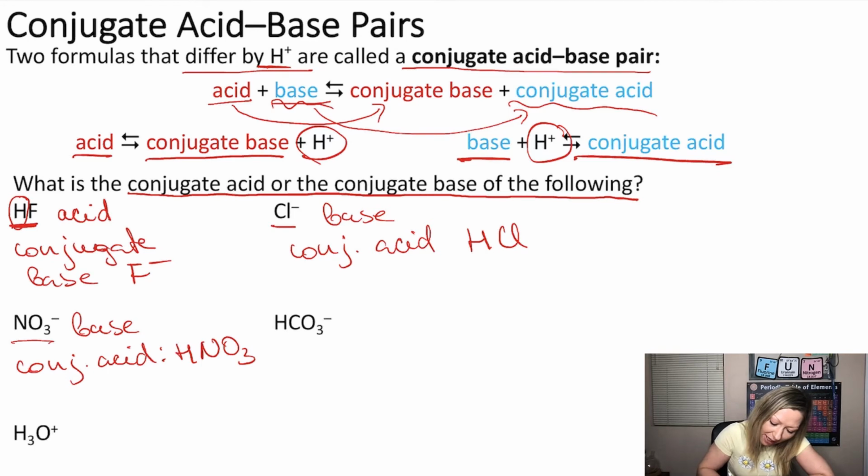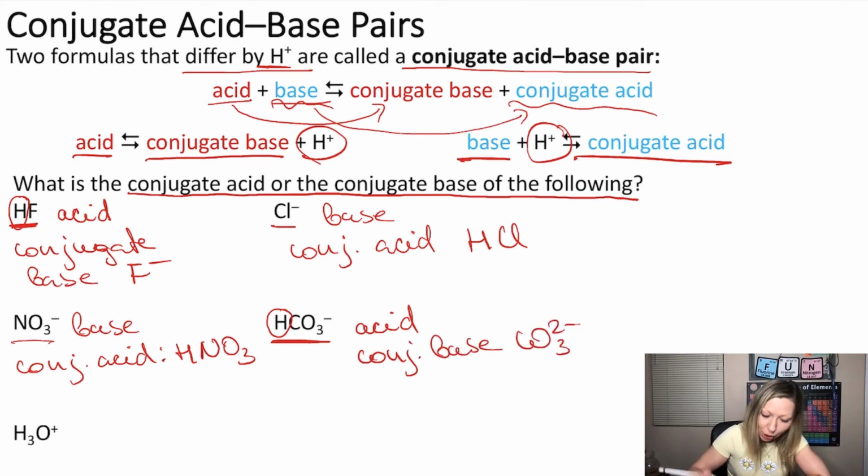What about our next example? So here we have the bicarbonate ion. Do we have a hydrogen to lose? Yes, so we can lose this hydrogen right there, H+. So in one case, we can have the bicarbonate as our acid, forming a conjugate base of CO3 2-, which is the carbonate ion.